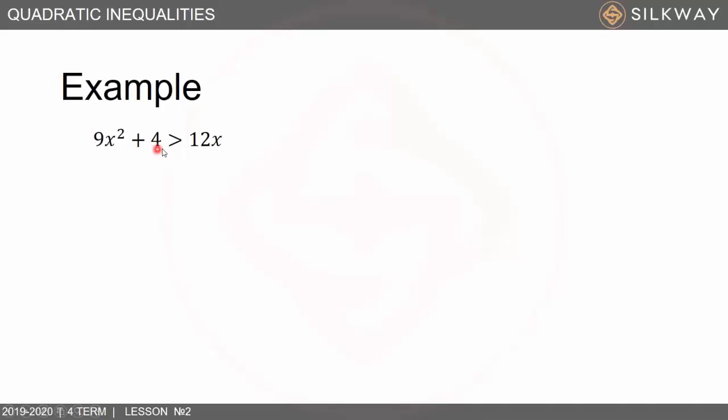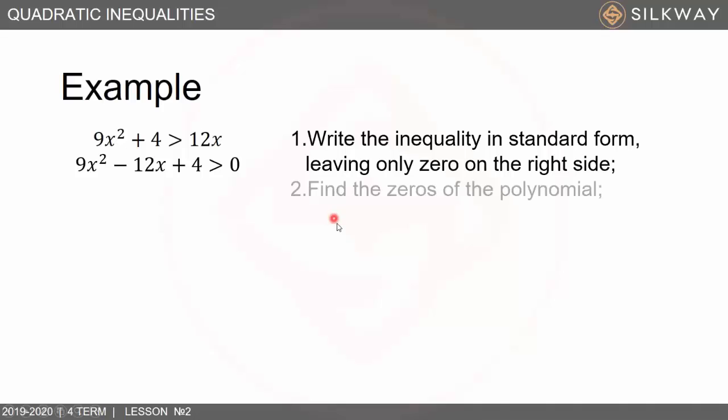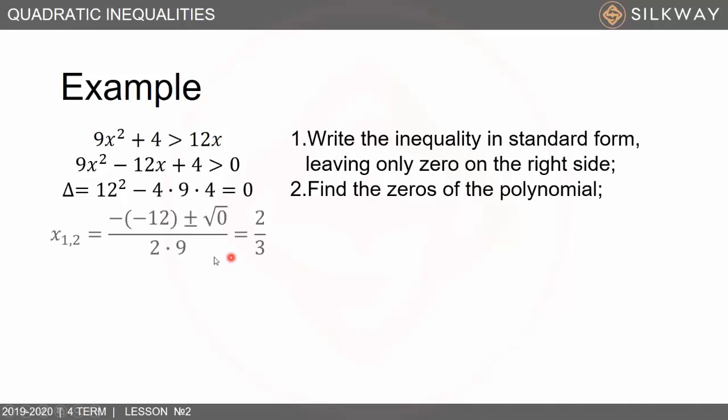9x squared plus 4 greater than 12x. First step, write the inequality in standard form. Here write the standard form. And second, find the zeros of the polynomial. We use our quadratic formula and find the zeros. The discriminant is equal to 0. From that we have a double root, 2 over 3.